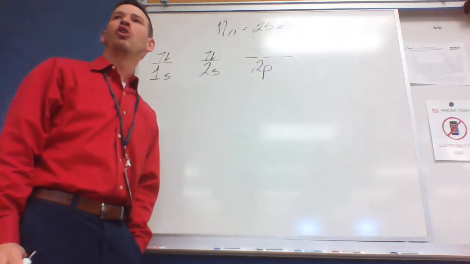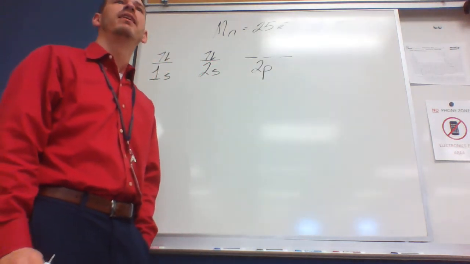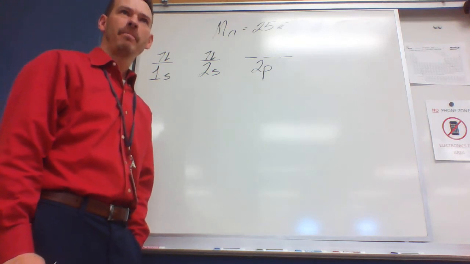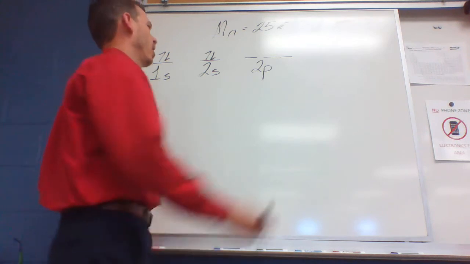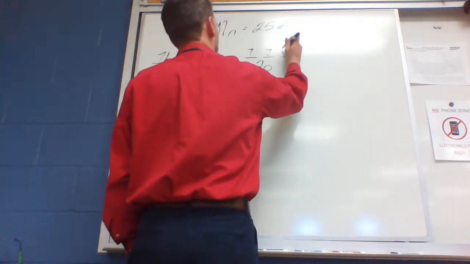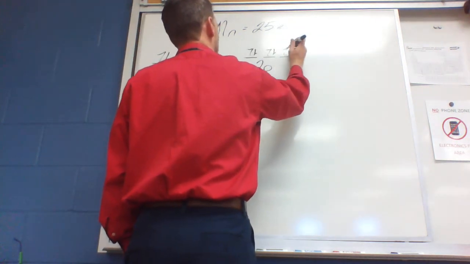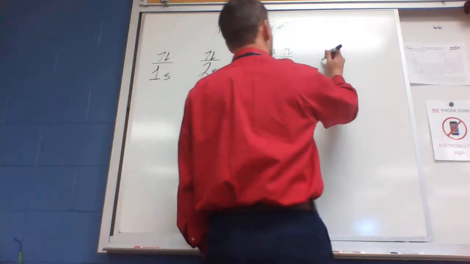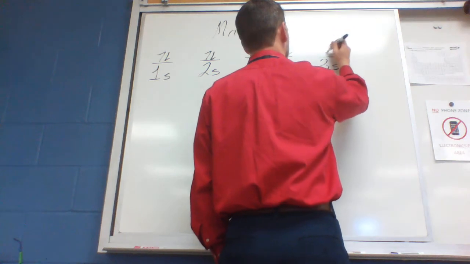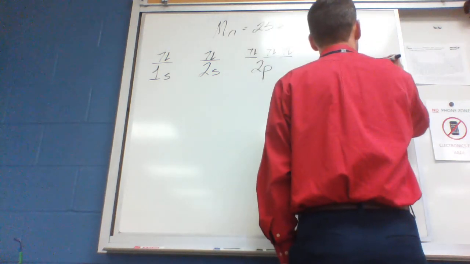And then there's a third rule here, Hund's rule. What does Hund say? They enter singly before doubly. So we're going to go up, up, up, down, down, down. After 2p, if you read, comes 3s, followed by 3p.